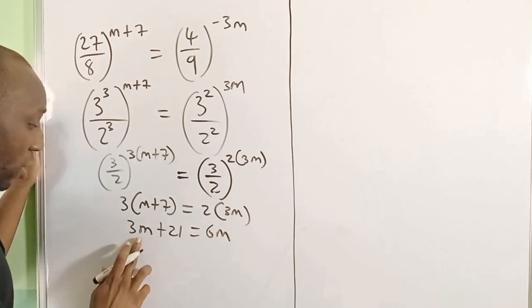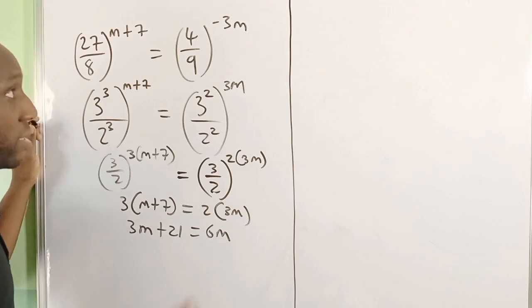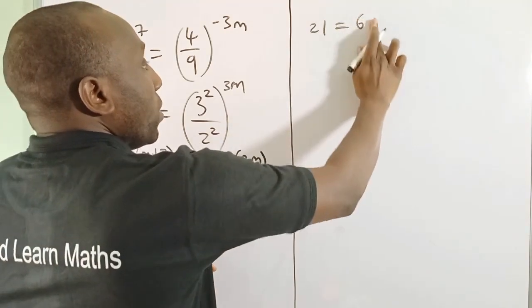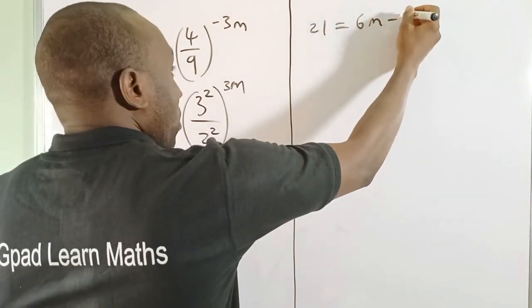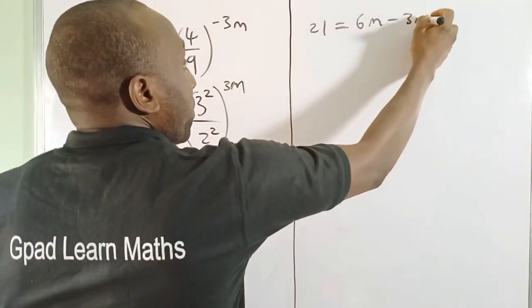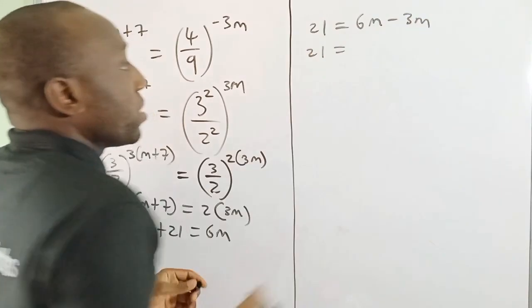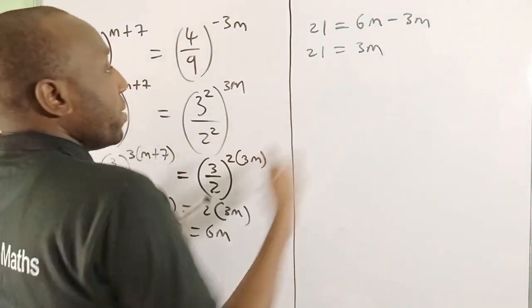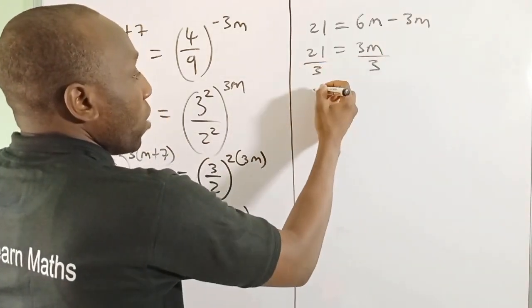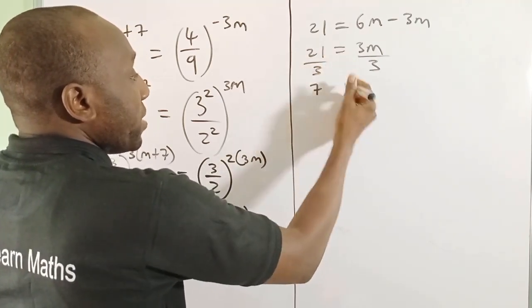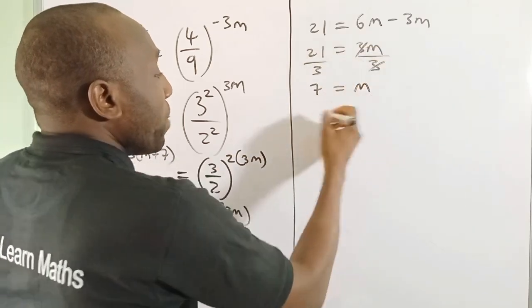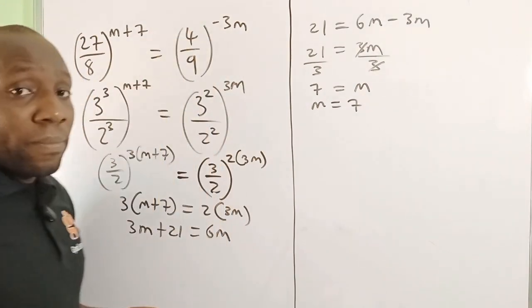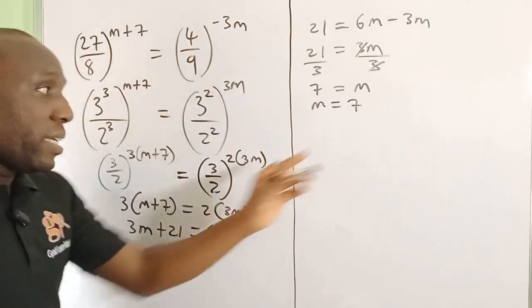And this is equal to 2 times 3m, which is 6m. So if I transpose 3m to the right hand side, I'm going to have 21 on the left hand side, and then 6m minus 3m. So 21 is equal to 6m minus 3m. That's 3m. Divide both sides by 3 to get the value of m here. And you're going to have that 21 divided by 3 is 7. And 3 cancels 3, you have m. So m is equal to 7. So the value of m that will satisfy this equation is 7.